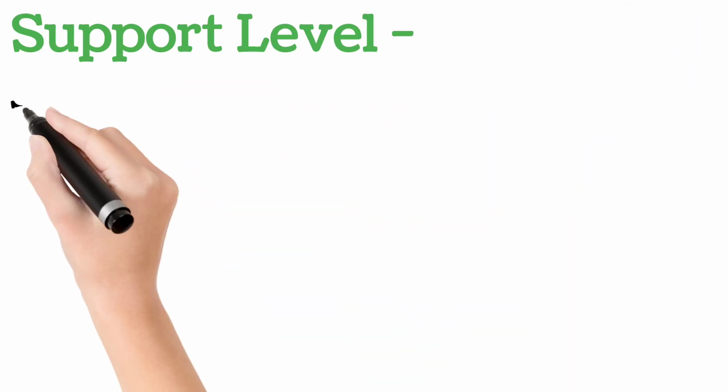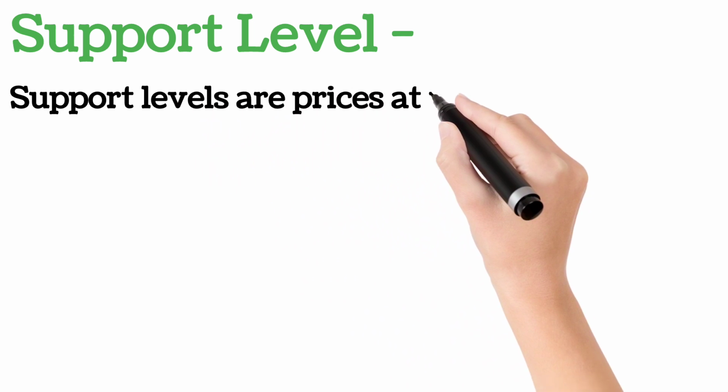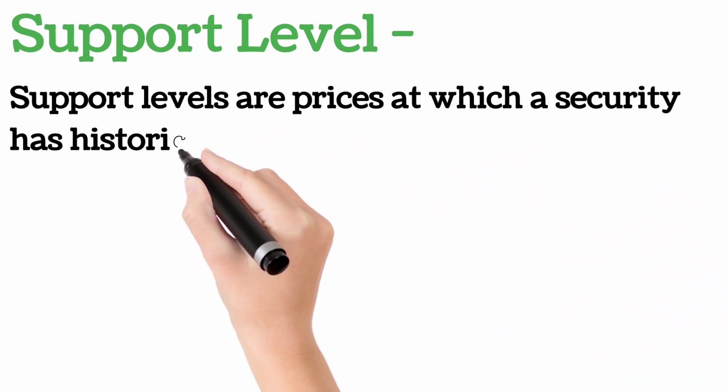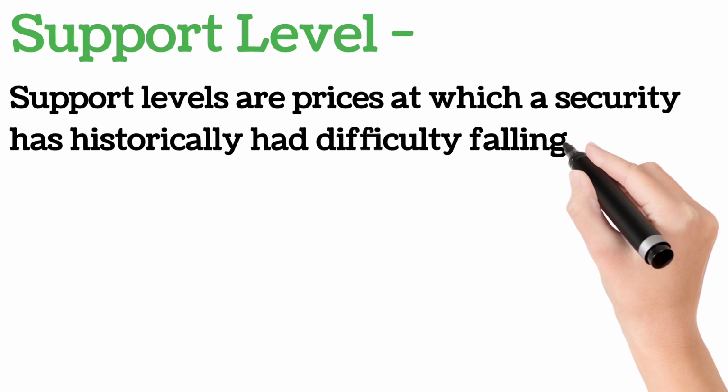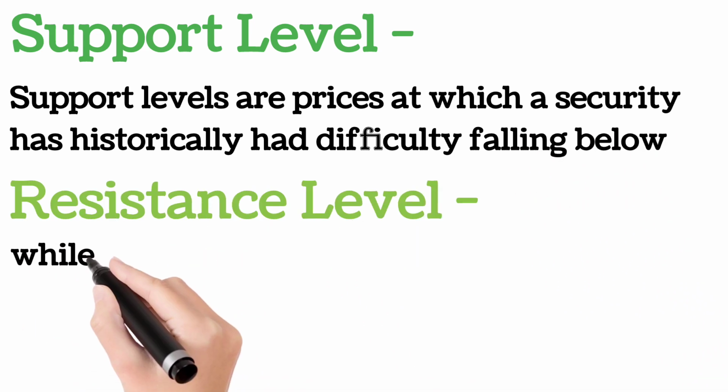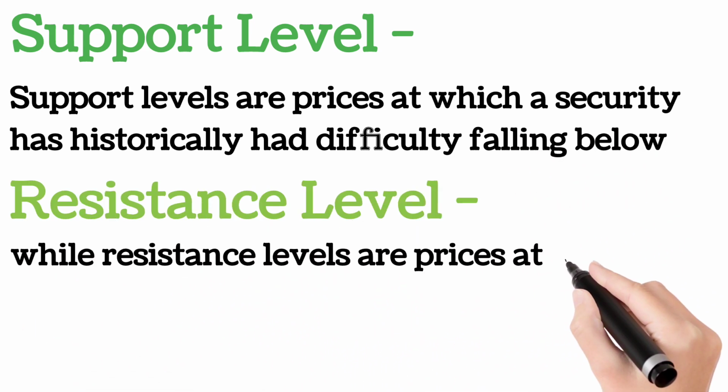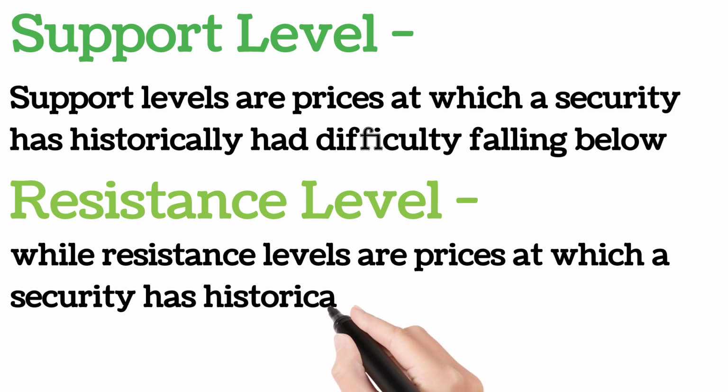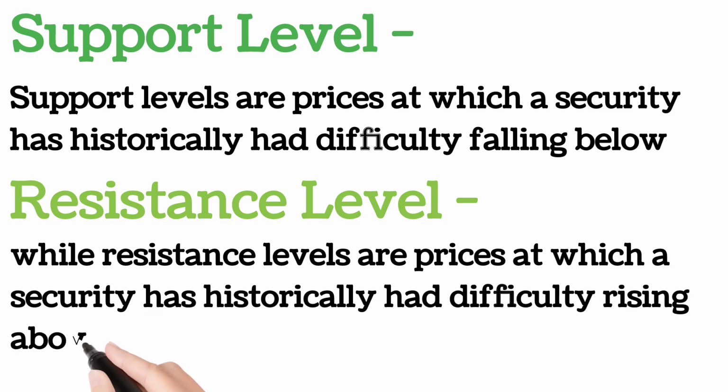Now, support levels are prices at which a security has historically had difficulty falling below, while resistance levels are prices at which a security has historically had difficulty rising above. That is our resistance and support level.